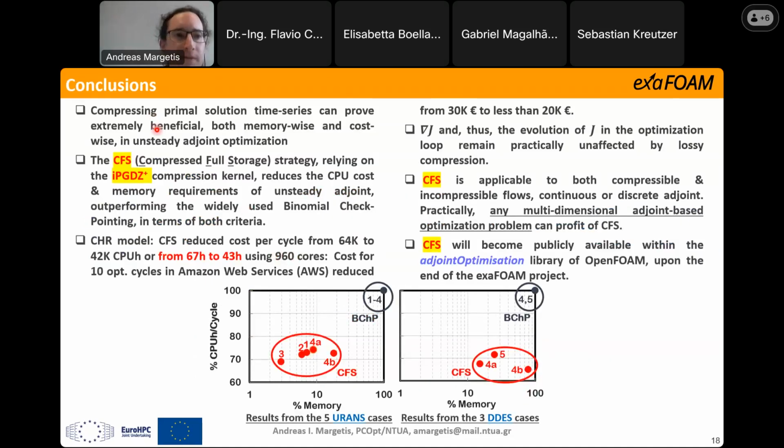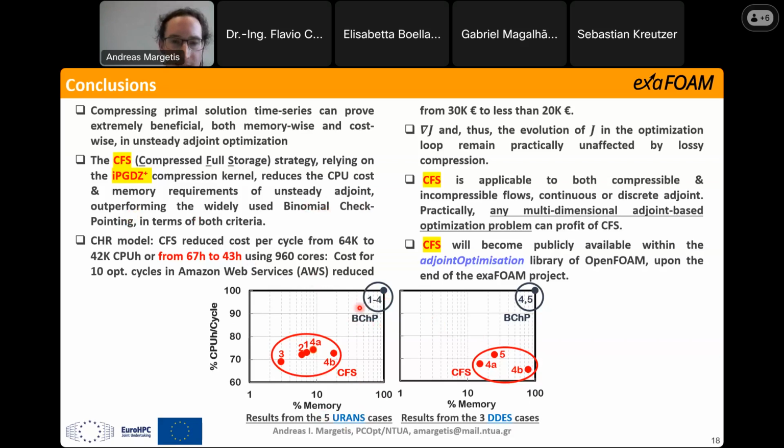To sum up, the compression of the primal solution time series was shown to be extremely beneficial, both in terms of memory requirements and computational cost in Unsteady Adjoint optimization. The compressed full storage strategy that we developed is based on the IPGDZ+ compression kernel, and it was shown that it clearly outperforms the current state of the art, the binomial checkpointing technique, both in terms of memory and CPU cost. As a matter of fact, I've included the two graphs at the bottom where you can see the results of all cases that we examined.